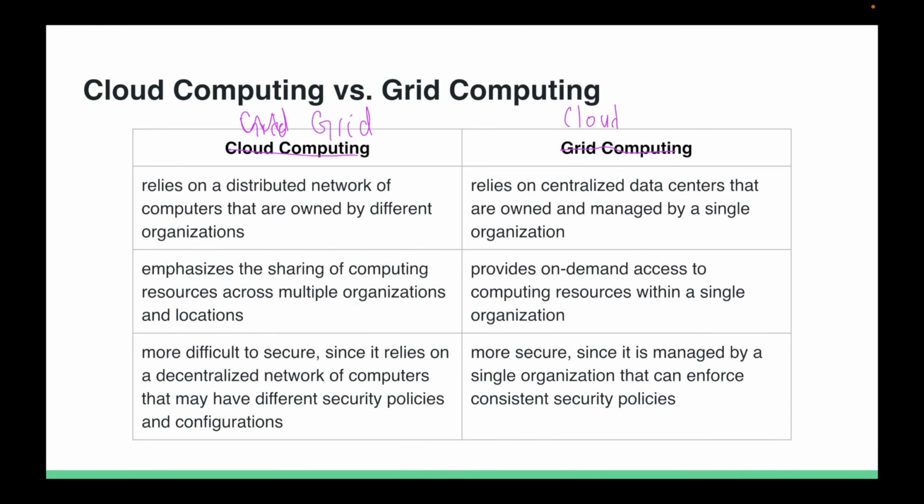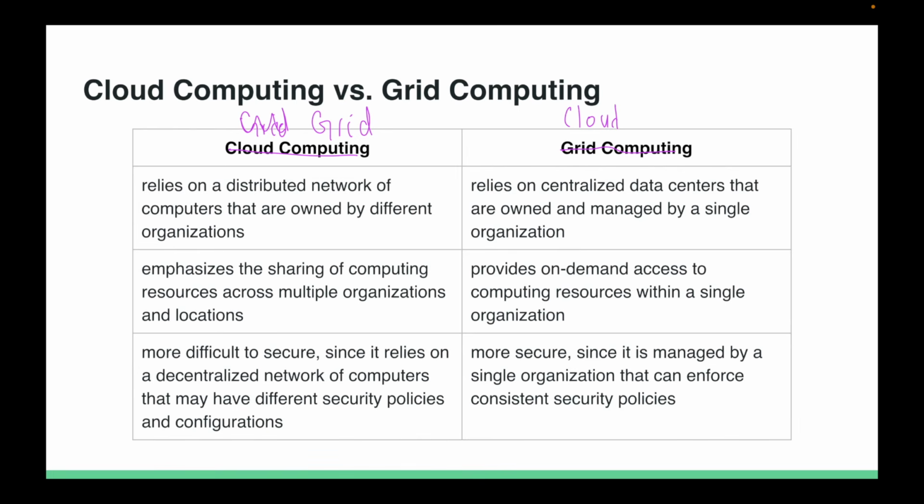Now, with grid computing, you're relying on a distributed network, so you have different networks scattered across different organizations or geographical locations. They're all working together. Versus with cloud computing, you usually just have centralized data centers that are owned and managed by a single organization. So while with grid computing, you might have multiple universities giving their computers out to complete a task, with cloud computing, you're generally working with a single organization.